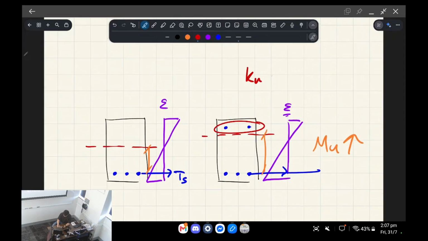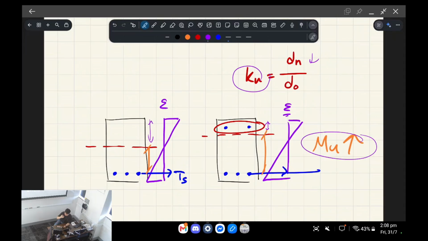there's your Ku factor, and it's dO over dN, right? Or maybe it's the other way around, sorry. And so if dN decreases, because this distance is decreased, that's good, because the lower Ku is, the more ductile your section is. So it adds ductility and increases your moment capacity, right? So that's two things it does in flexure.